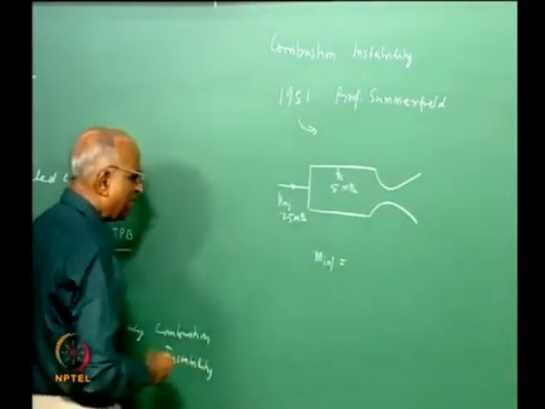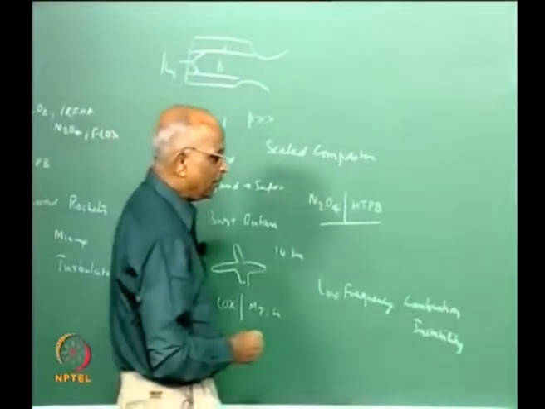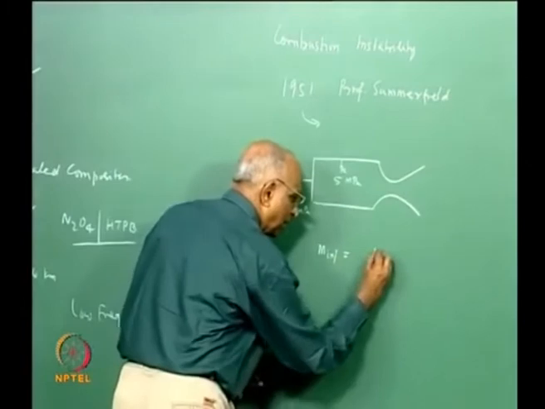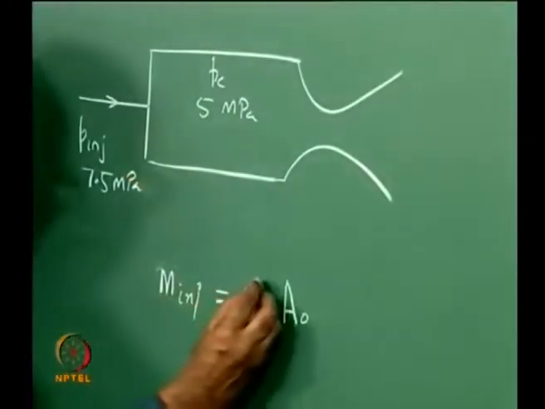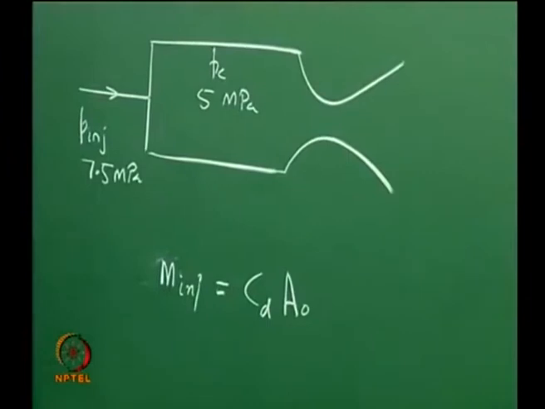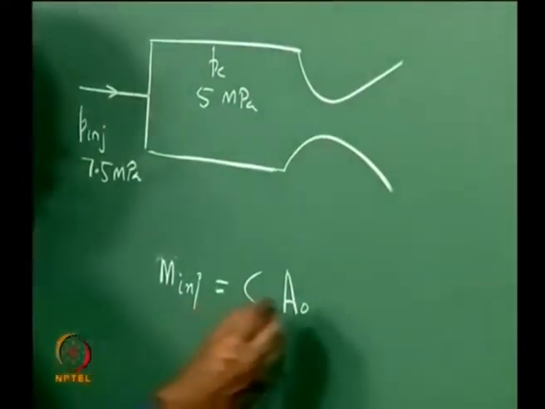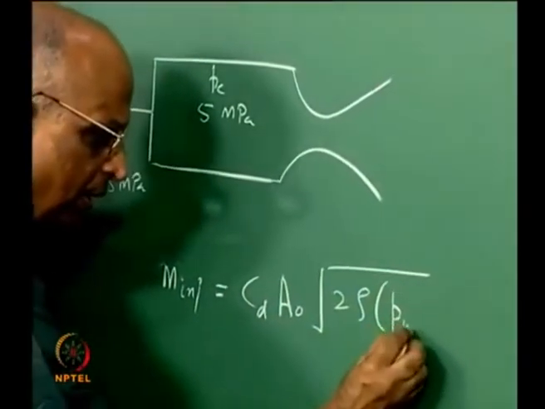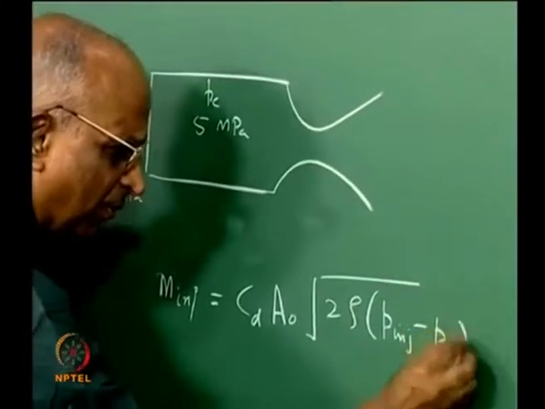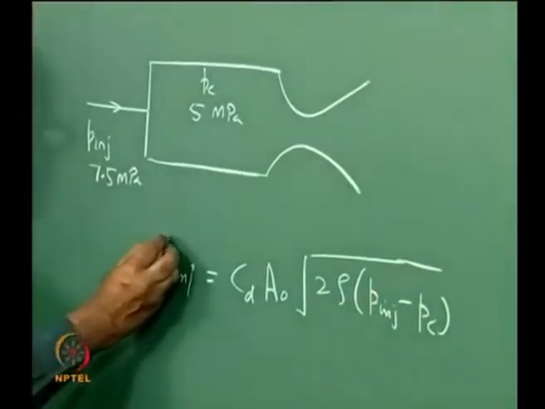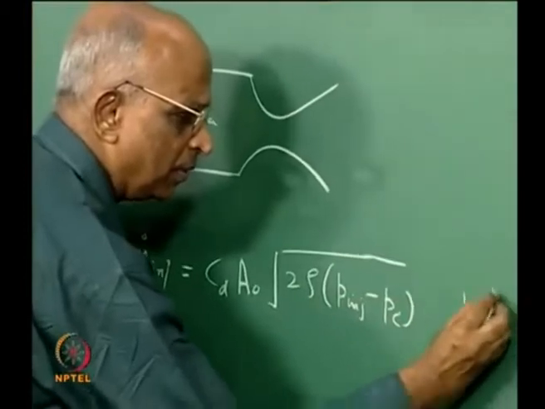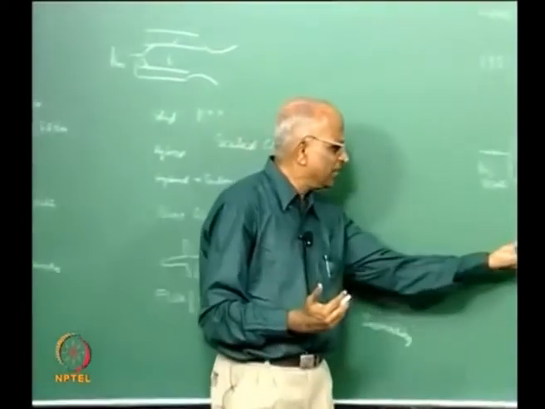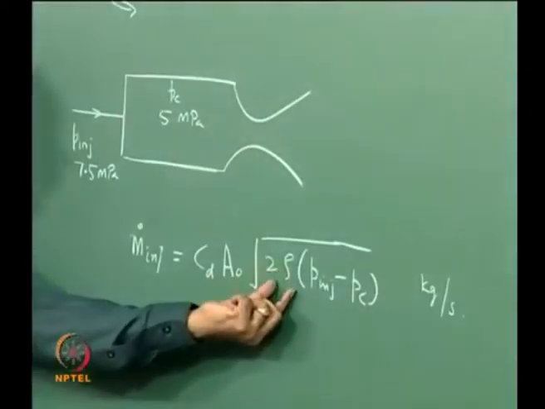And how do you calculate the mass of propellant which is injected? You inject something, that means you have injector orifices having total area A0. Let the CD value of the oxidizer and fuel orifices be the same: CD into A0 into under root of 2 rho into P injected minus P chamber. This is the rate at which mass is injected, right? So much kilograms per second.